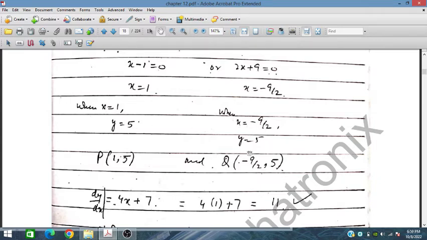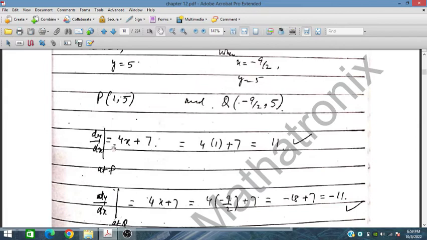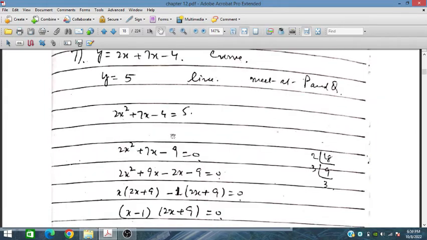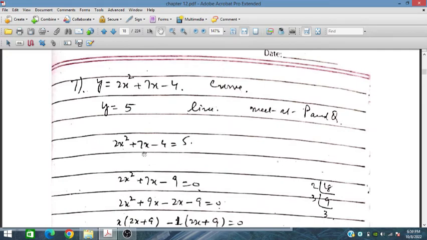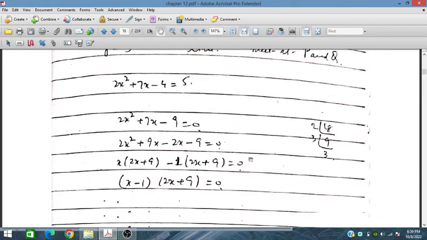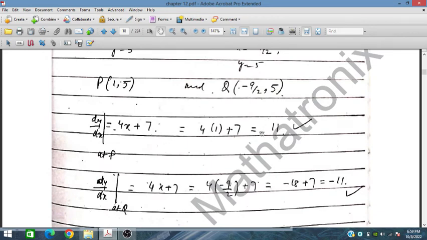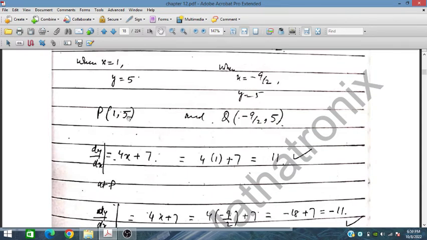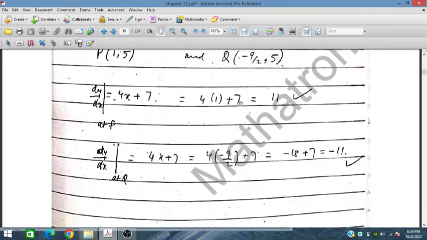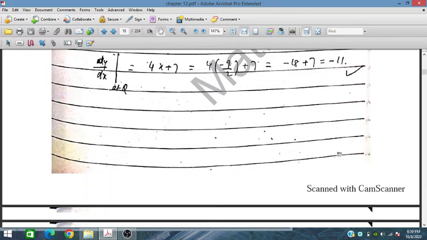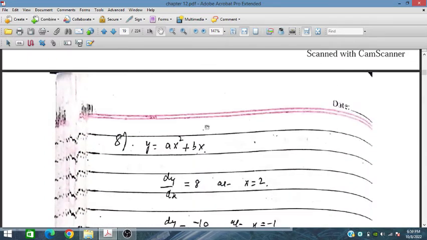And when y is 5, this differential is 4x plus 7. So the differential becomes 4x plus 7, and that gives the gradient for point P, which is (1, 5), as 11. For the gradient at point Q, we put minus 9 by 2 in place of x, and we have minus 11. So this is problem number 7.